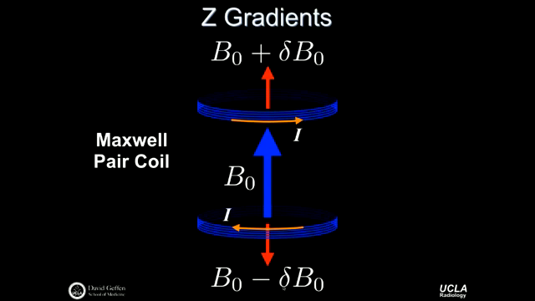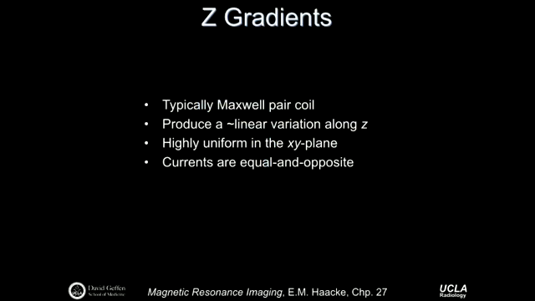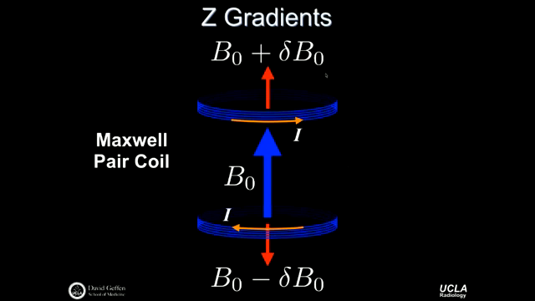So we can oppose the underlying B0 field and actually bring the field down from 1.5 Tesla minus a few millitesla, if you will. So those Z gradients are typically what we call a Maxwell pair coil, and they're going to produce a linear variation along Z. And so when I described here it as being plus delta B0 and minus delta B0, that describes a linear variation right through isocenter, where we're always B0 at isocenter.